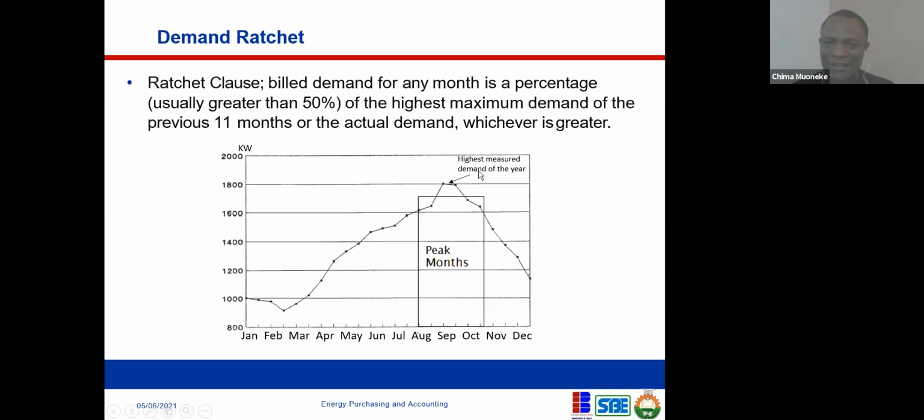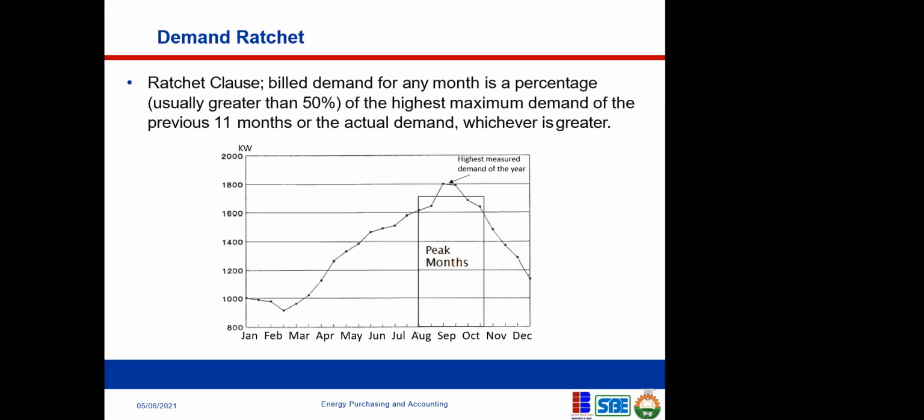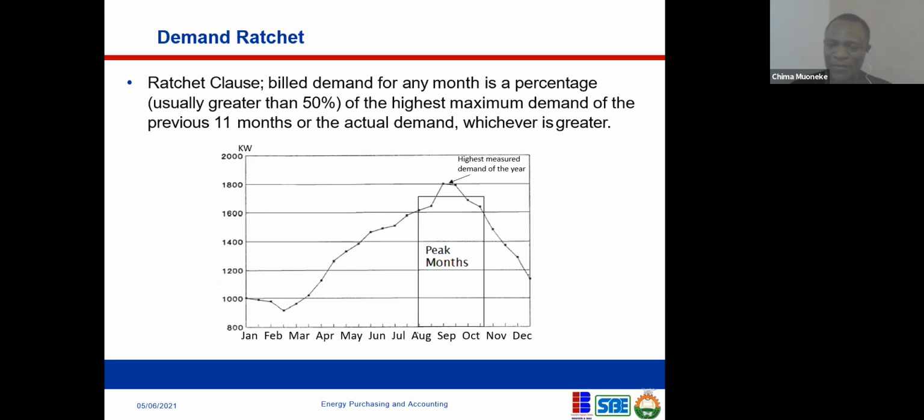I don't know if it's clear. Yes, it is. So now the difference between ratchet clause and demand charge is this. For demand charge, it is per month. If you use a very high peak for the month, they will charge you for that demand for that very month, okay, for only that month.